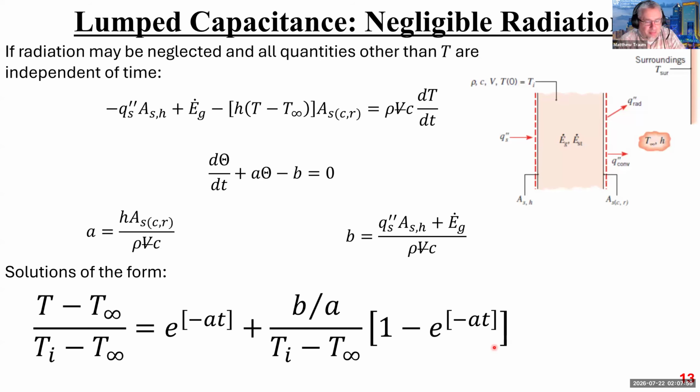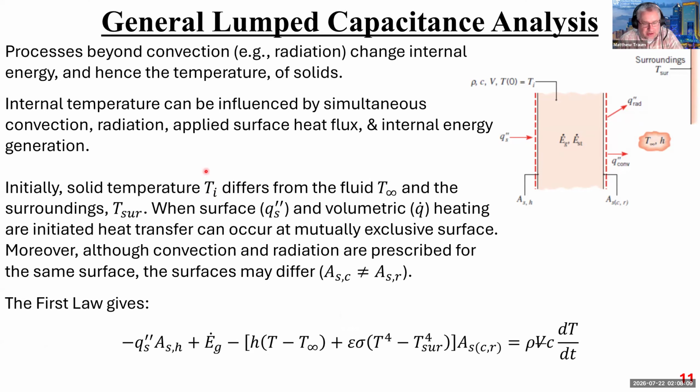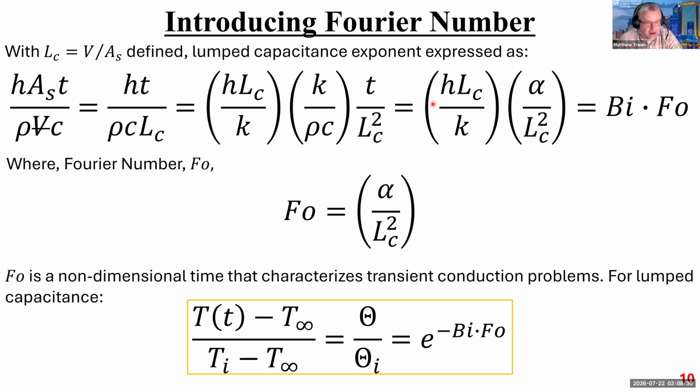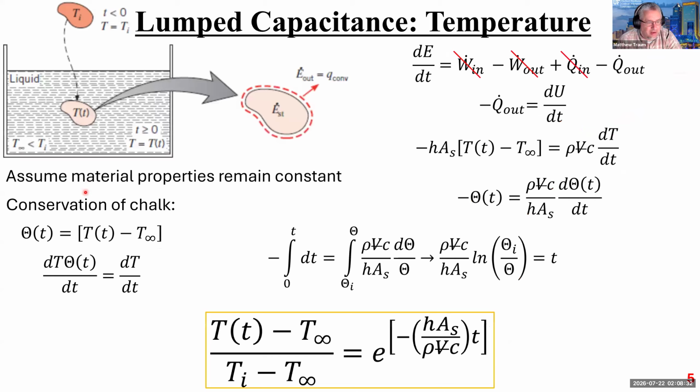Another possible permutation: we just did lots of radiation, now we're doing no radiation. So if the radiation term goes away, let's go back to the big ugly equation. If the radiation term goes away or is just dominated by the convection term, then we get this, right? So notice that radiation is gone, but all the generation terms are still in there. This equation, if I remember my law of conservation of chalk for theta, right? That's my definition for theta.